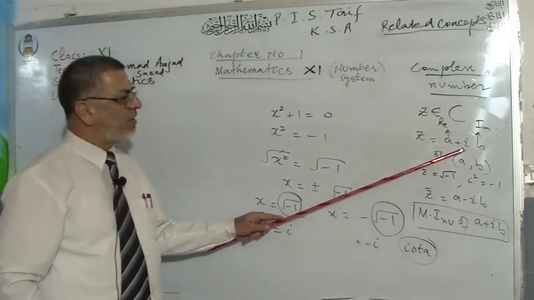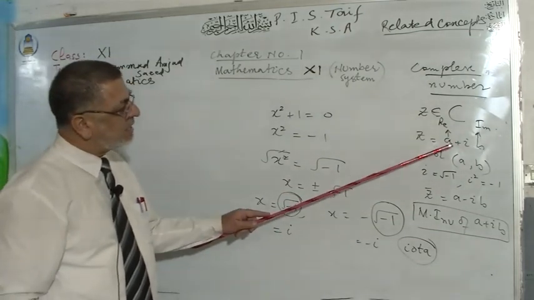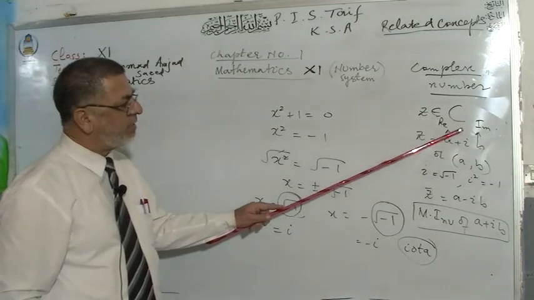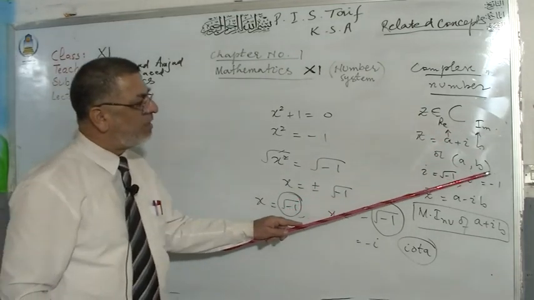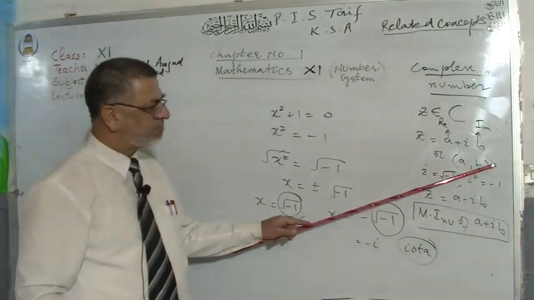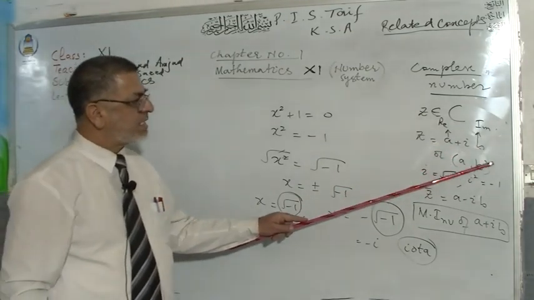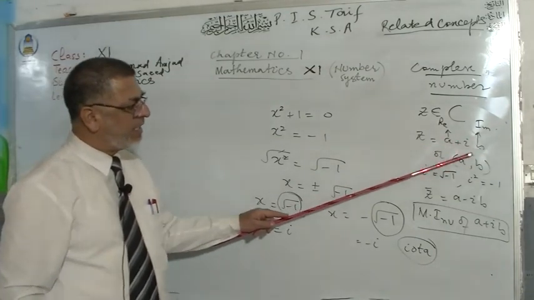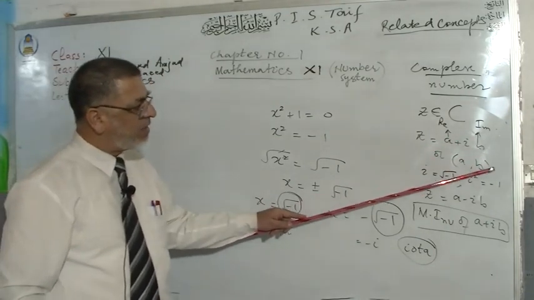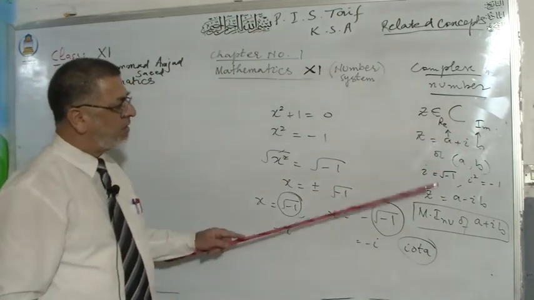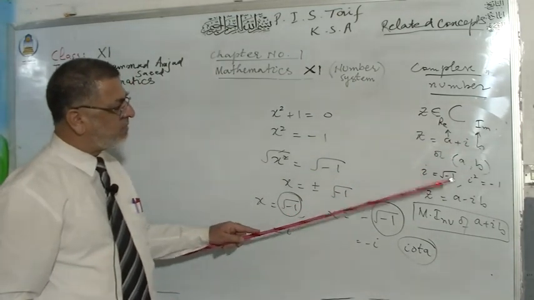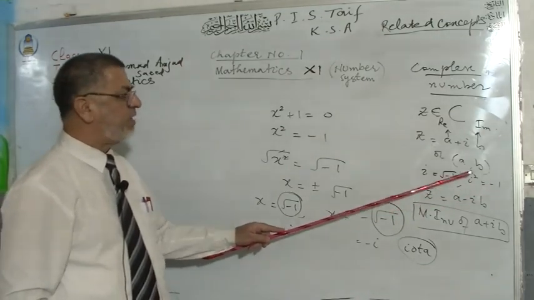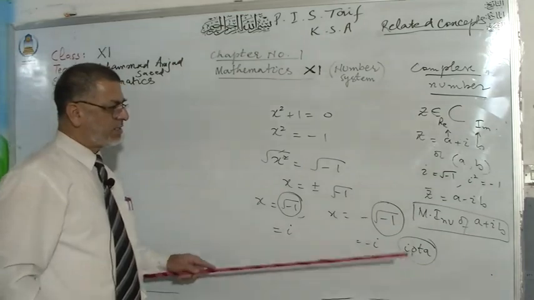Imaginary part involves iota. This set of complex number whose member is Z is equal to A plus iota B can be written in the form of ordered pair. This complex number A plus iota B can be expressed in terms of an ordered pair, where iota is equal to minus 1 under root and iota square is equal to minus 1. This is a very important result we will use in different questions.